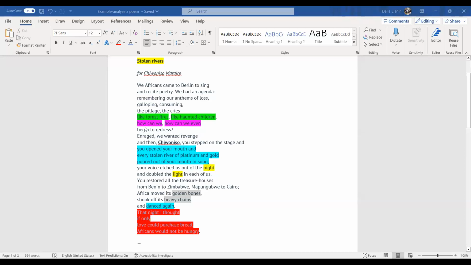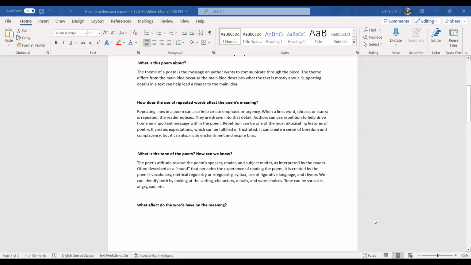Look at the repeated words, and we will talk about it in a minute. So you look for repeated words. You also need to look for repeated words, because that will help you analyze it and understand it in a better way. Okay, so repeated words.